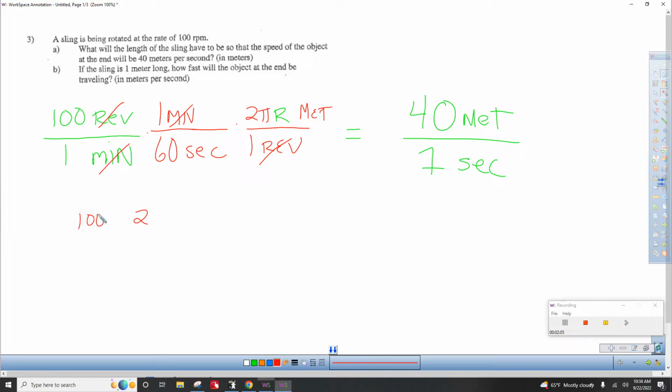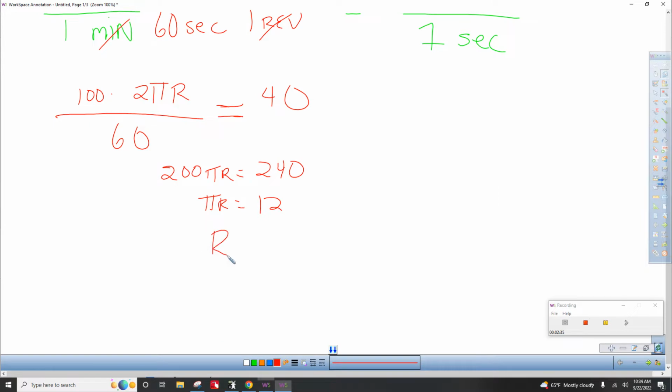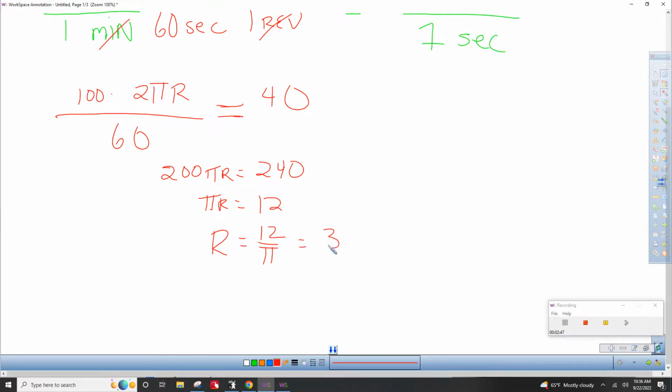100 times 2 pi r over 60 equals 40. I just grabbed all the numbers and I didn't multiply anything by 1. You know, I eliminated the ones. So then what you have from that is 200 pi r is 240. Pi r is 12. So r is 12 over pi, which is 3.82 meters.